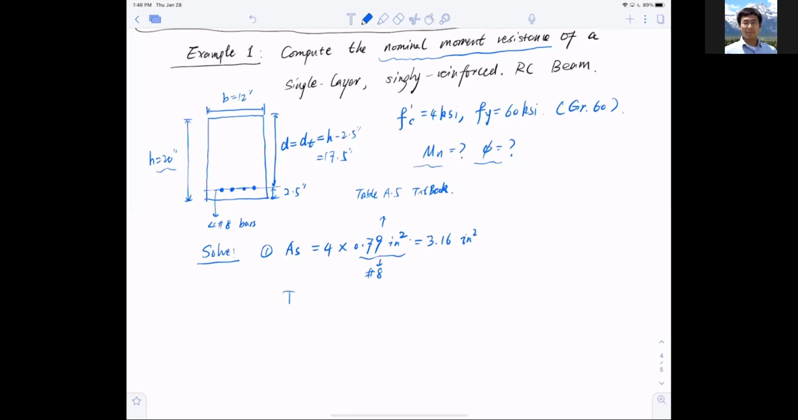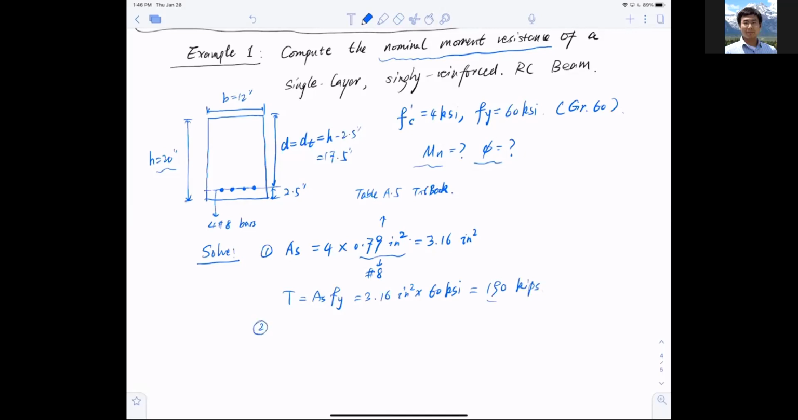Now, immediately I can compute the tension force generated from this: 3.16 inch squared multiplied by 60 ksi, because it's grade 60, so I have 190 kips. That's my T. You get used to it. So 190 kips of tension force. That's the first step.